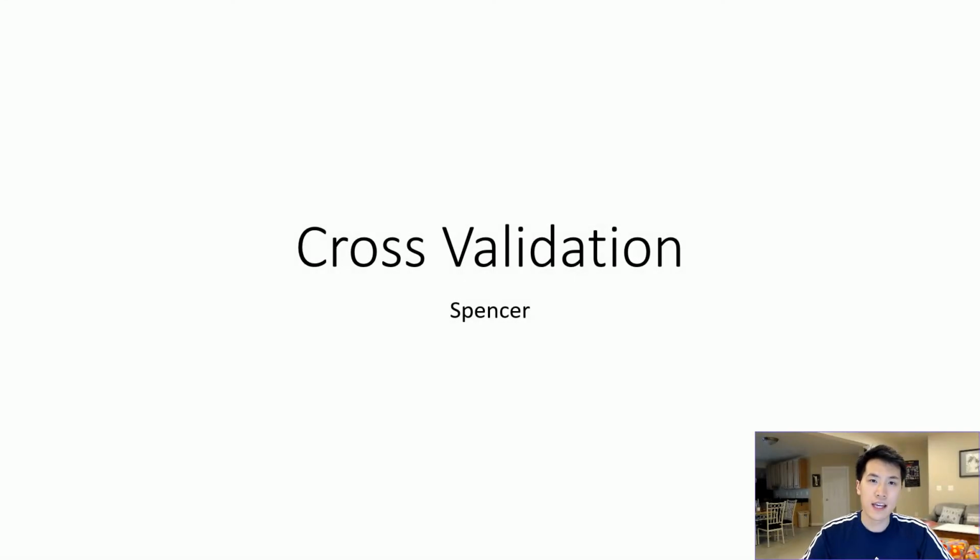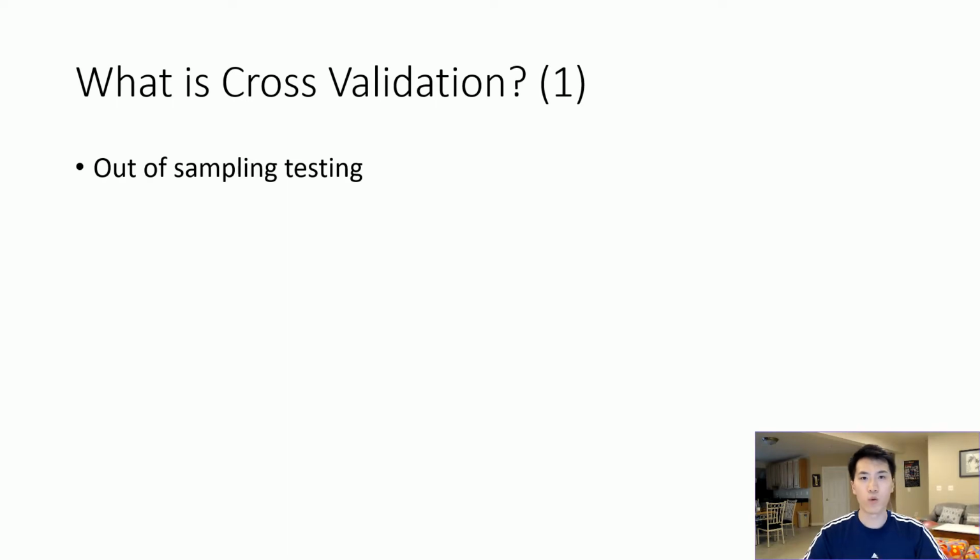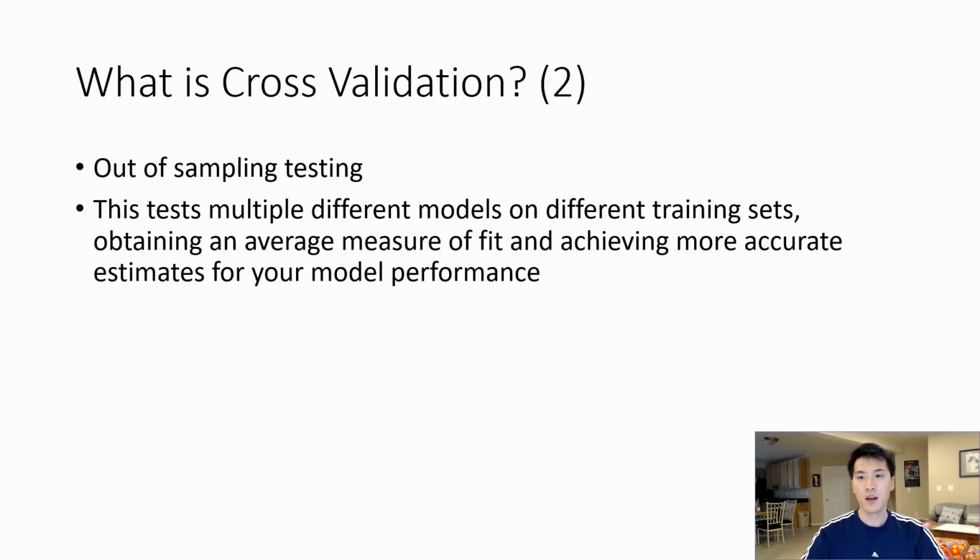So cross-validation is a method of subsetting your data. It's a form of out-of-sample testing where we would have different segmentations within our overall data set. So we'll be having a visual later on as to what that looks like. This tests multiple different models on different training sets, obtaining an average or an individual measurement, and then throughout all of our subsets of our data, we're going to have many different models, and then we average that performance across all those models so that we have an overall generalized approach as to what our model may do. And this achieves more accurate estimates for the overall model performance.